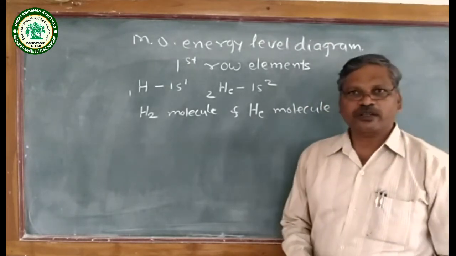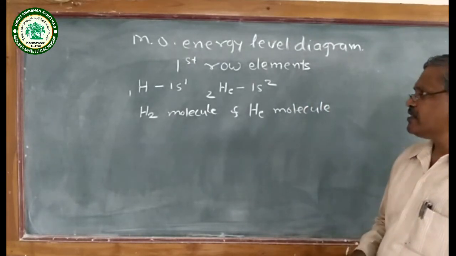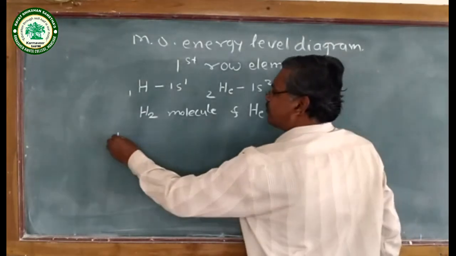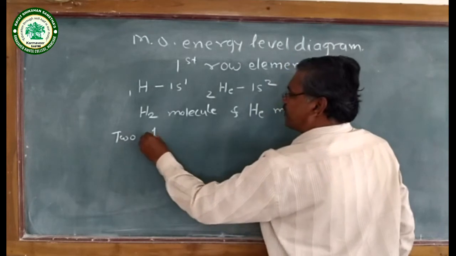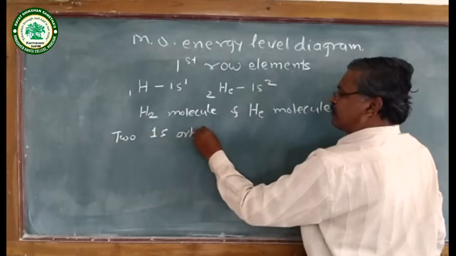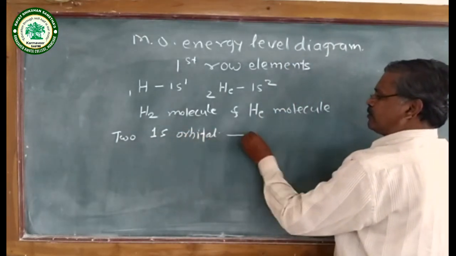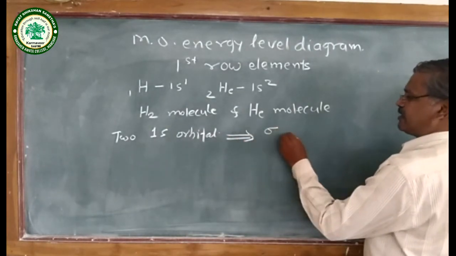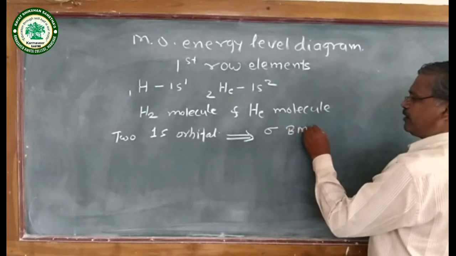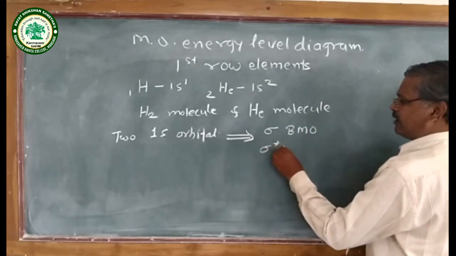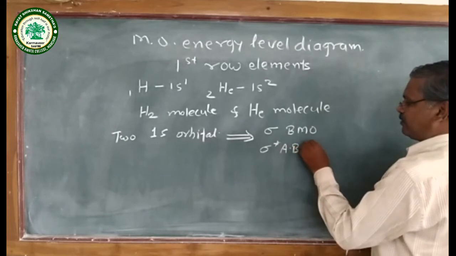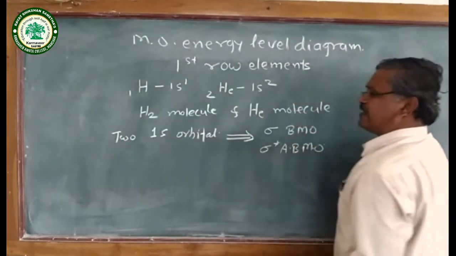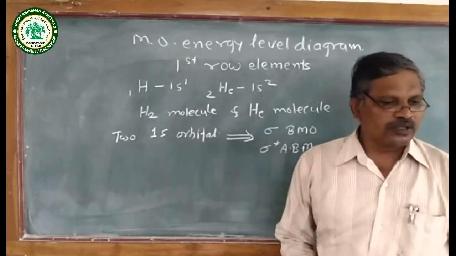Since these are the first row elements, they consist of 1s orbitals. So the combination of two 1s orbitals gives formation of two molecular orbitals, that is sigma bonding molecular orbital and sigma star antibonding molecular orbital. Their combination is called as SS combination.